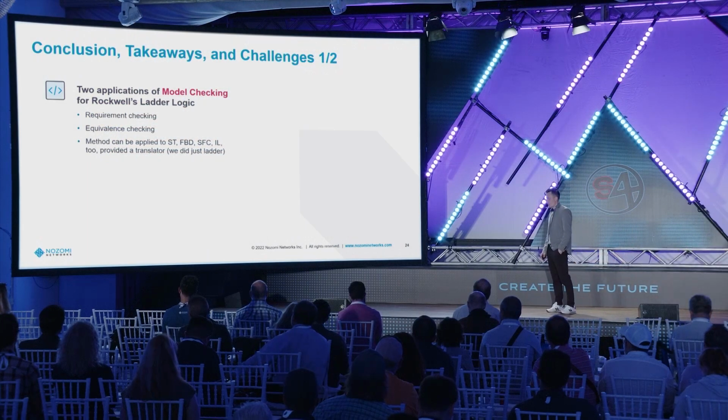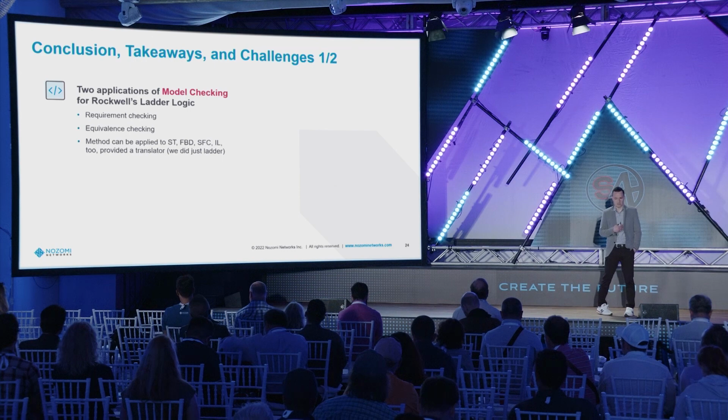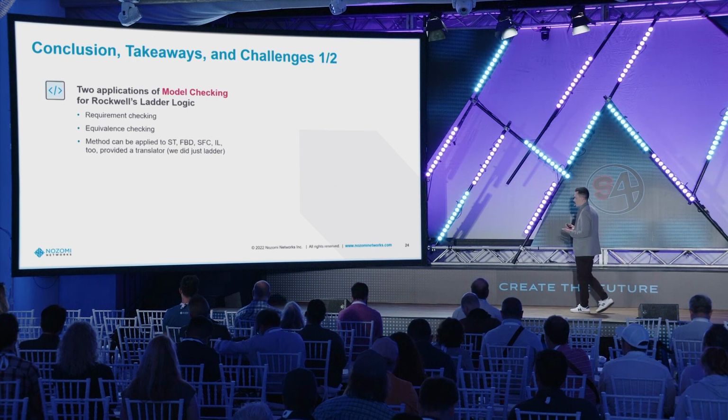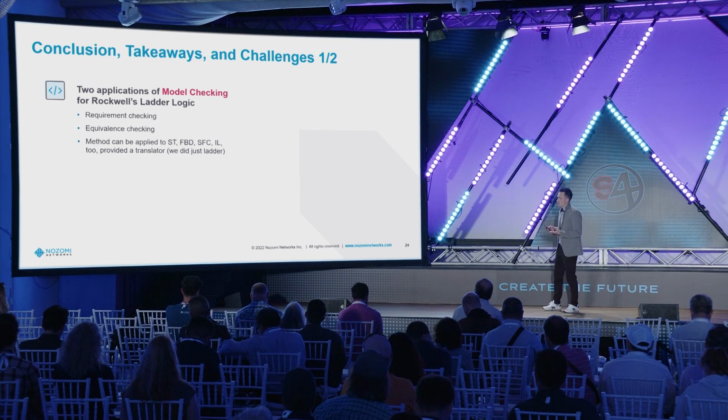Okay, so what I have shown you is two potential applications of model checking to some ladder logic from the Rockwell environment. We have shown the requirement checking, where we define some requirements and we check if they are correct, and equivalence checking, where we compare two designs for equivalence. What I've done here, I have focused on the ladder logic, but the method can be applied also to the other languages that are available from the standard. You just need to provide a translator. I just did the ladder because it's the easiest language to be translated.